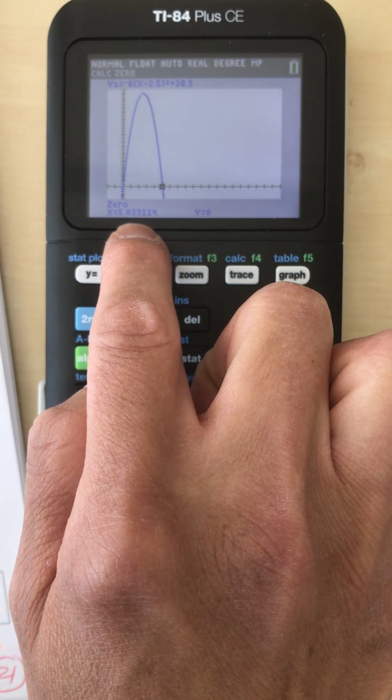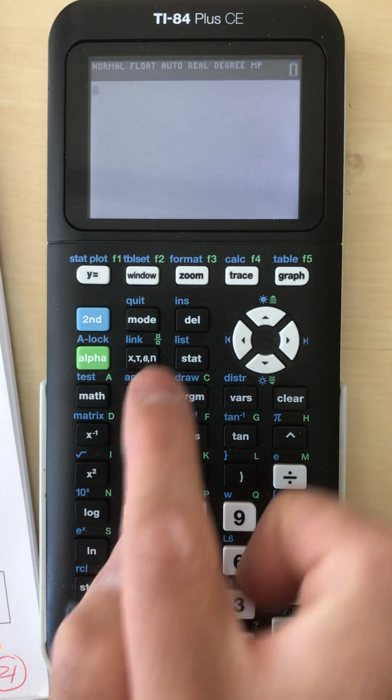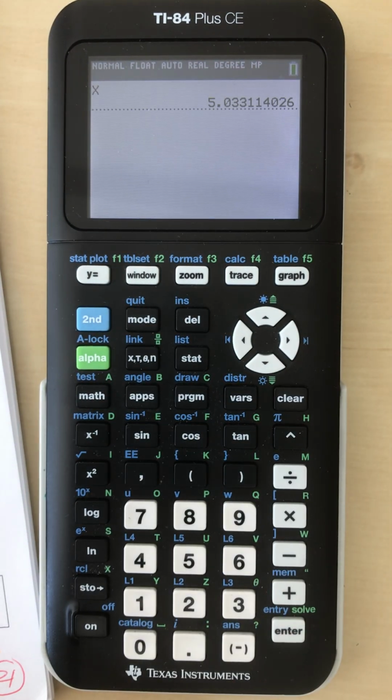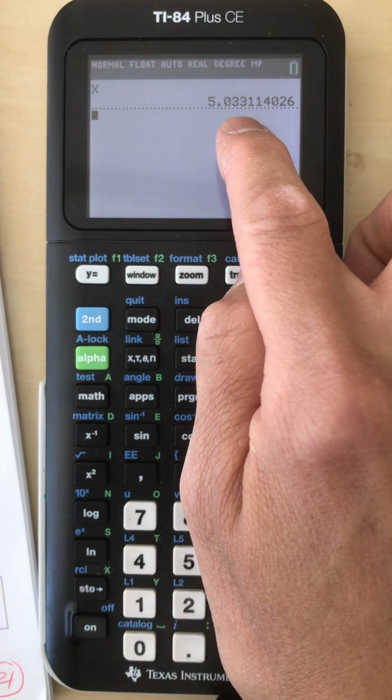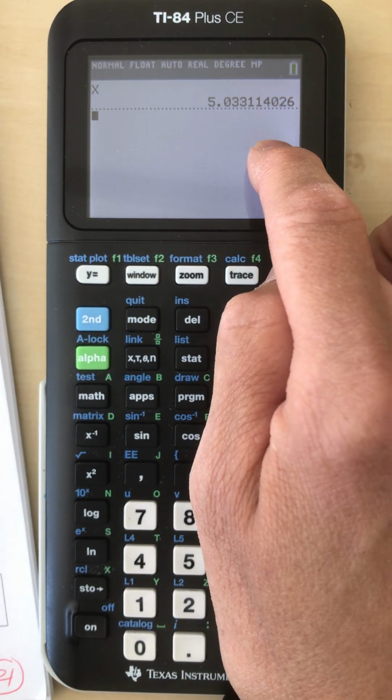You get the x value of 5.033114. Okay. If you want to see the full value, okay, quit out of the screen, hit X, and then enter. And there's the number, 5.033114026, which is what we hand calculated in class.